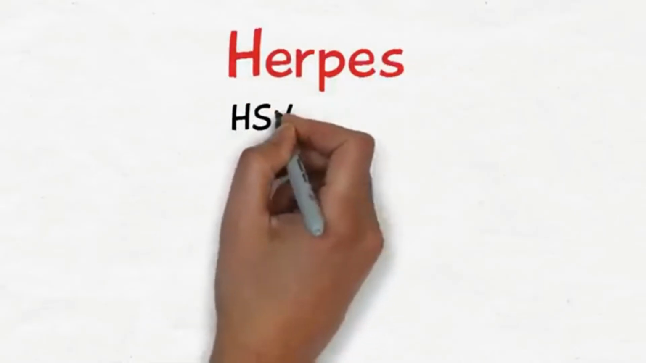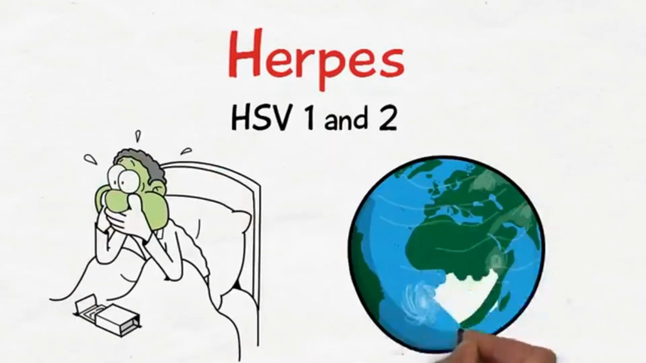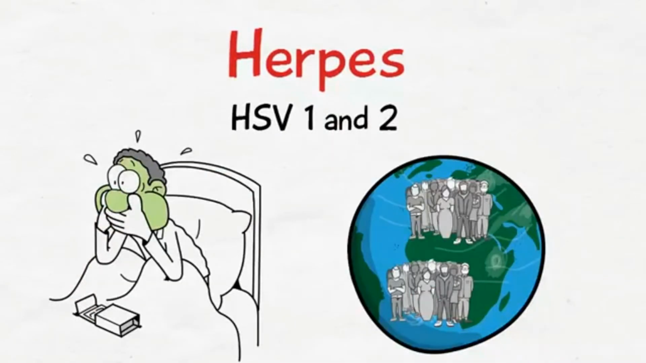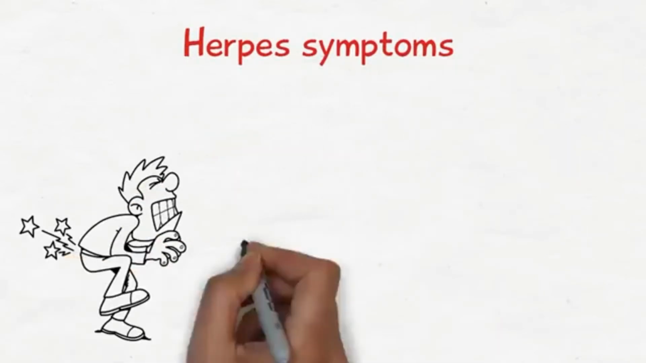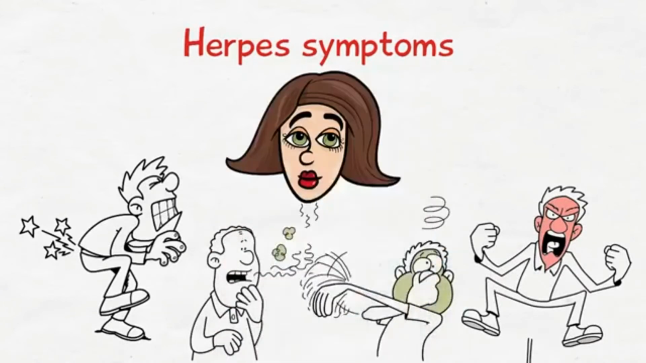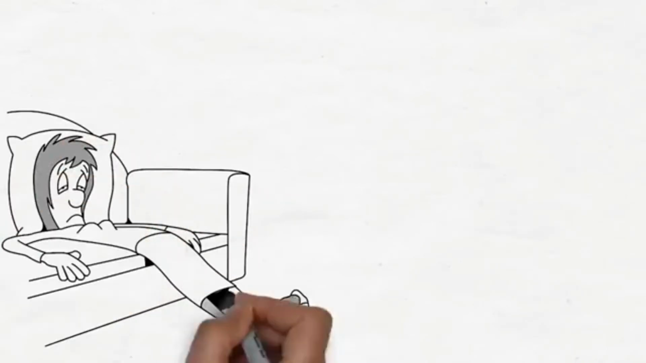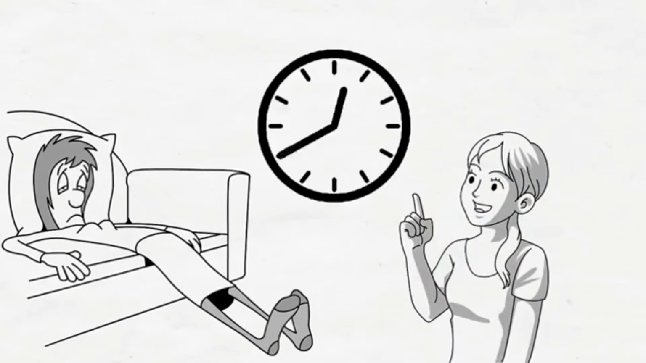Herpes, also known as HSV1 and 2, is a viral condition that affects millions of people around the world. Herpes symptoms can be painful, embarrassing, and irritating. The clearest symptom of herpes is the formation of lesions around the affected area. The primary herpes infection is often the worst, with subsequent outbreaks becoming lighter and less frequent over time.